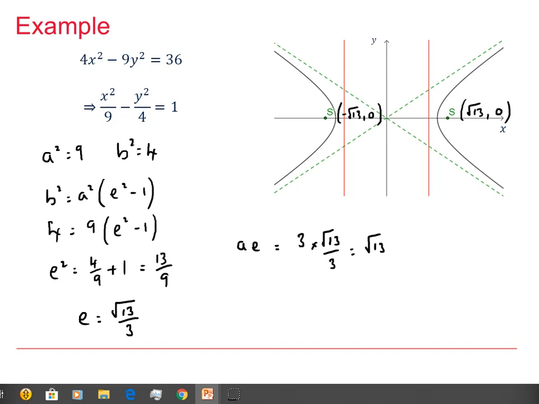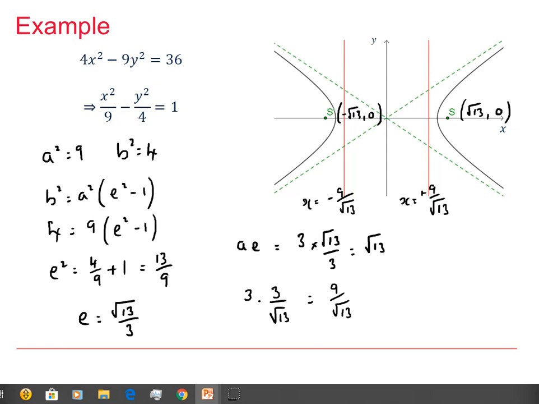The directrices are at plus or minus a over e, so that's 3 divided by root 13 over 3, so 3 multiplied by 3 over root 13 is equal to a over e, so that's 9 over root 13. So we have negative 9 over root 13 and plus 9 over root 13 for the directrices. x equals negative 9 over root 13 and x equals plus 9 over root 13. You could rationalize the denominator there if you wish.